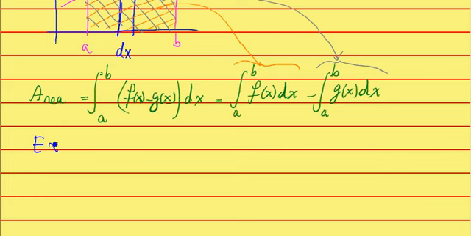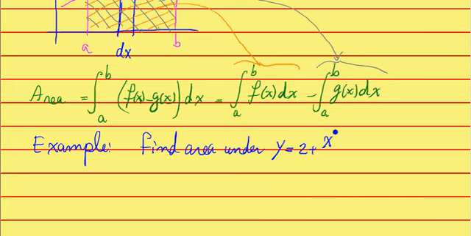Okay, here I have an example. Find the area under y equals 2 plus x squared over 2, and above y equals x squared, over the interval from -1 to 1.